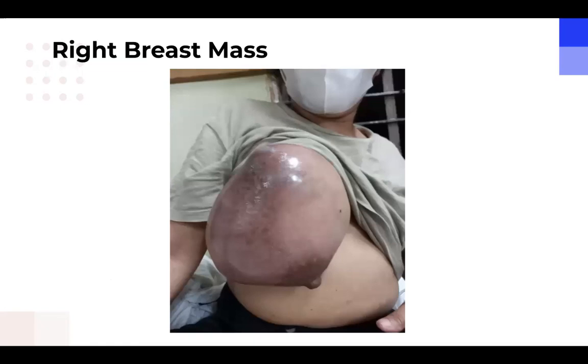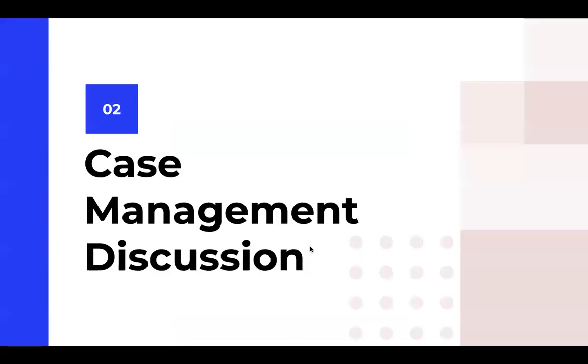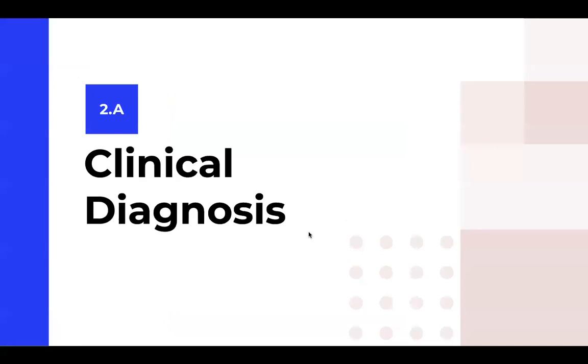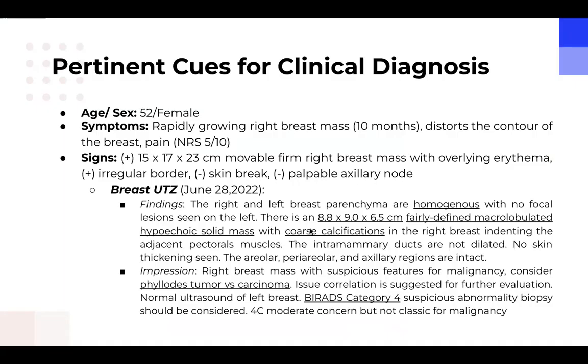So here is the picture of the right breast mass. It measures 15 by 17 by 23 centimeters po. We now proceed to the case management discussion.